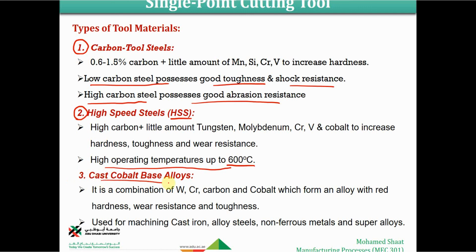The cobalt alloys are also one of the recommended materials that would be used as tools, and it would be steel. We would include cobalt in the steel as one of the alloying elements. But here it is mainly made of cobalt in addition to other material. It is mainly used for machining cast iron, alloy steel, non-ferrous metals, and super alloys, and also it can work at speed levels very similar to the high-speed steel.